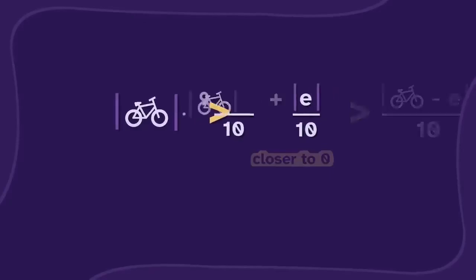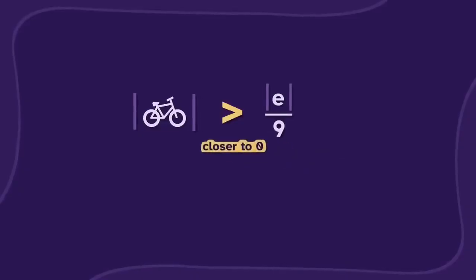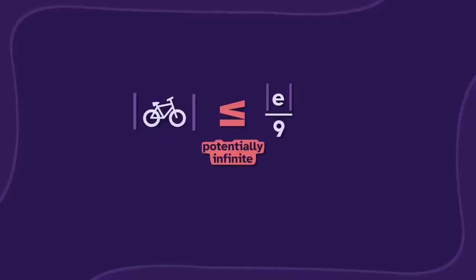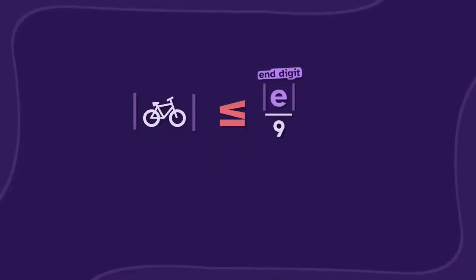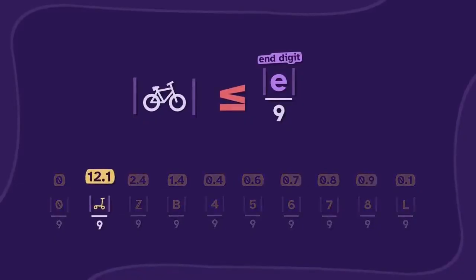If we do a little algebra, we find that bicycle is greater than absolute e over 9. If this is true, we will be closer to 0. But if it's not, then it's potentially infinite. We need to check these cases. And notice this depends on e, the end digit. They all have different values, but absolute scooter over 9 is the largest, so it will cover every other case.